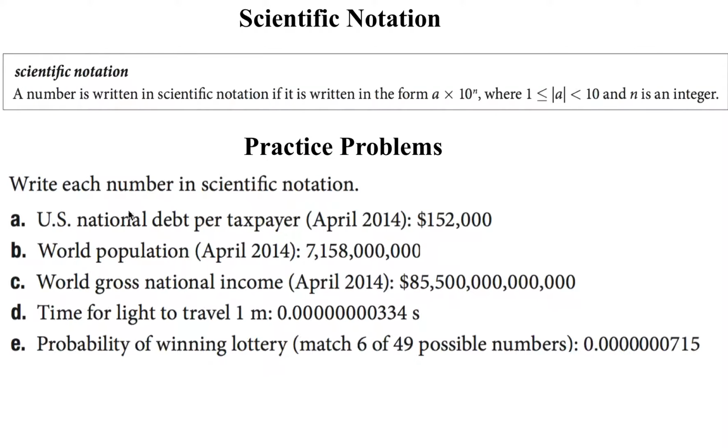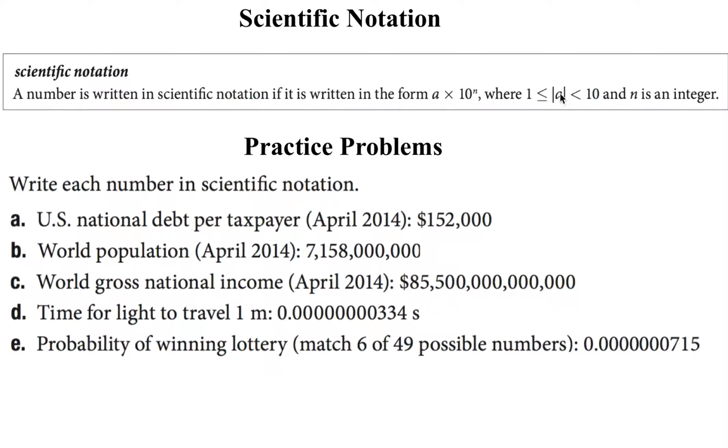Almost to the end here. Scientific notation is the last concept in this section. A number is in scientific notation when you have a number part times a power of 10. The thing to remember is that the number part is bigger than 1 but less than 10. And it has to be a positive number, okay?